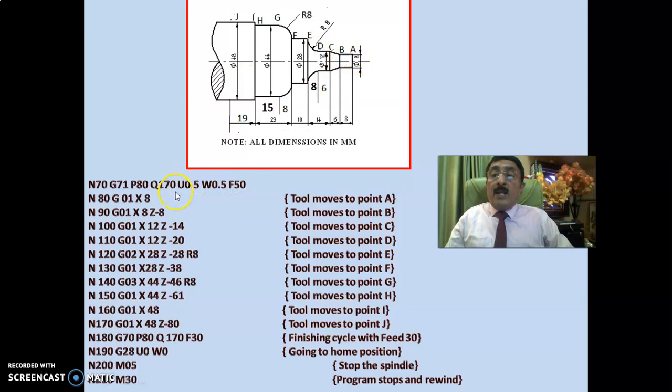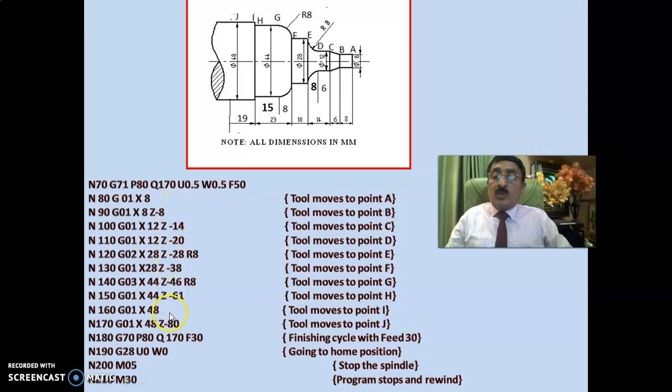That means what you should know is that between N80 and N170, whatever program you have written here is all under your control, because you are given the feed as 50, so the tool moves at a distance of 50 mm per minute. Okay, now I have clearly given here G01 X8, tool moves to point A; G01 X8 Z minus 8, tool moves to point B; G01 X12 Z minus 14, tool moves to point C. In that way, I have given clearly.